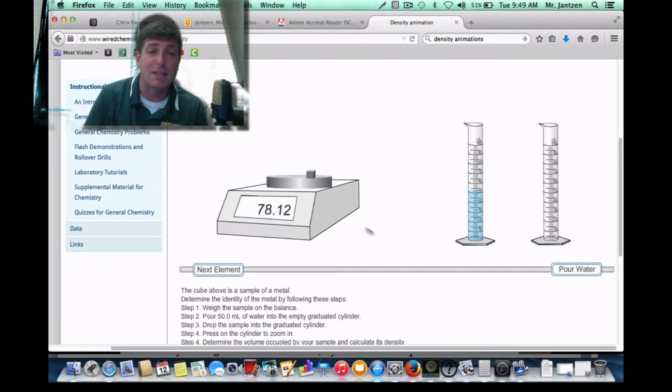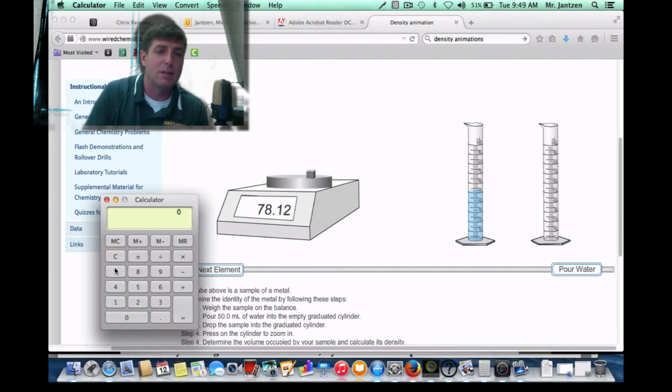So once again, our mass is 78.12. In the calculator, we're going to take 78.12 grams and divide that by our volume of 59.5 milliliters. And we're going to get a density of 1.31, rounding to the nearest hundredth, grams per milliliter.